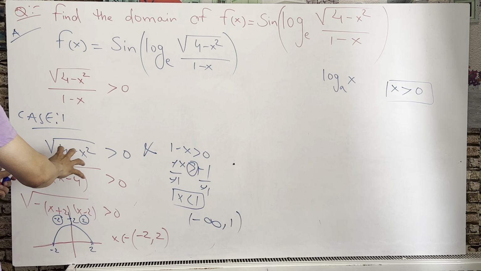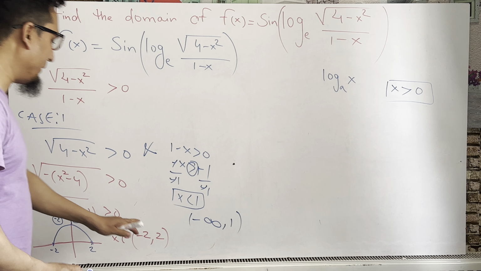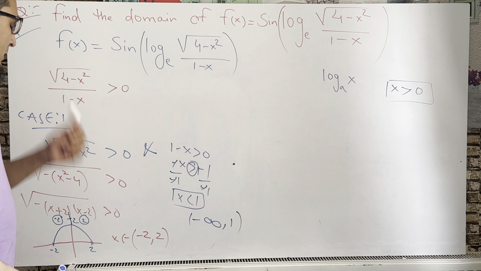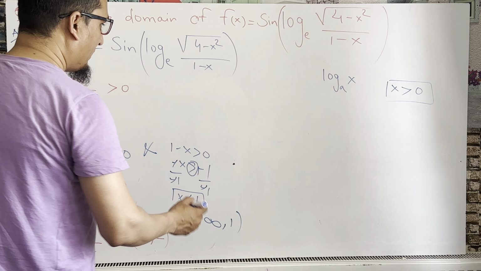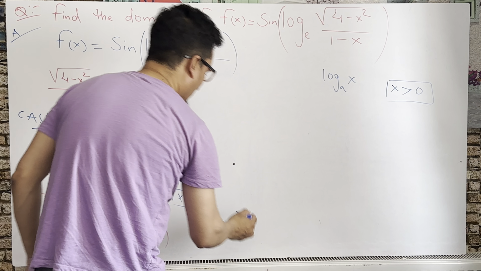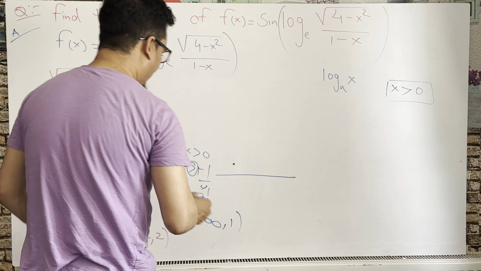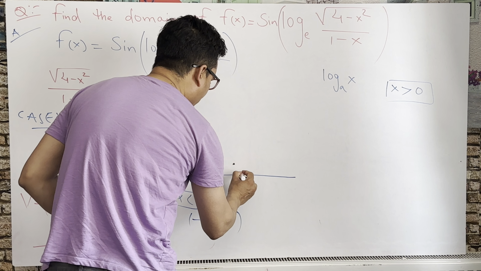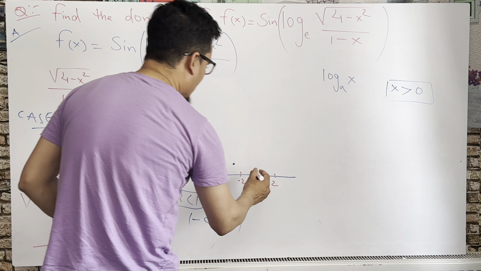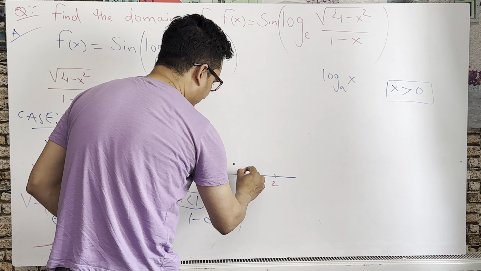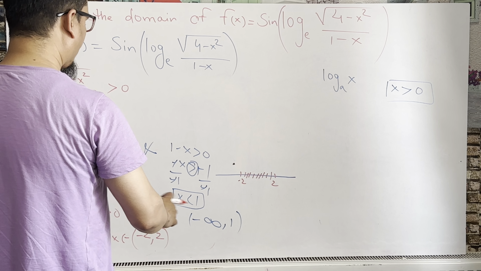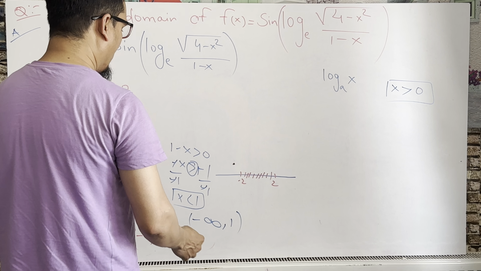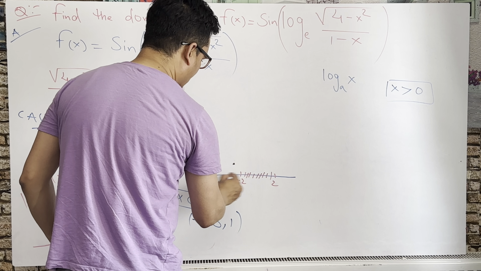But we need the common portion of case 1. So here minus 2 to 2, here minus infinity to 1. The common portion will be, the maximum is 2 and the minimum is 1. If you draw the graph here, this is your minus 2, this is plus 2. I said to you first you have to take this value, but they said no, we want just minus infinity to 1.